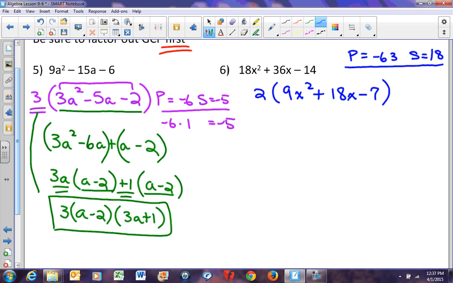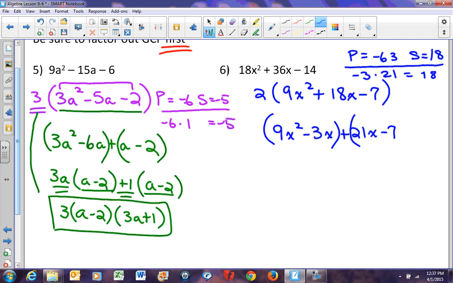Okay, 63 is not divisible by 2, but it is divisible by 3. Let's see here. If I divided it by 3, I would have a negative 3 and a positive 21. Oh, that works. Negative 3 plus 21 equals 18. So there we go. It's going to be negative 3 and positive 21. So I have 9x squared minus 3x plus 21x minus 7.